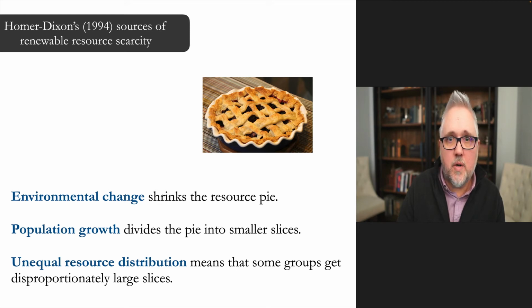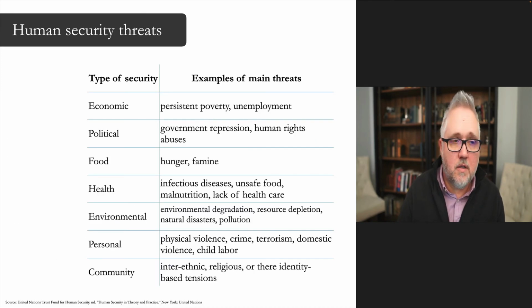Homer-Dixon's approach also was important for trying to understand the sources of the scarcity: through shrinking the resource pie through environmental change, dividing it up into smaller slices due to population growth and population pressures, or the unequal redistribution when certain groups or people get larger portions of the pie, as motivations for potential conflict.